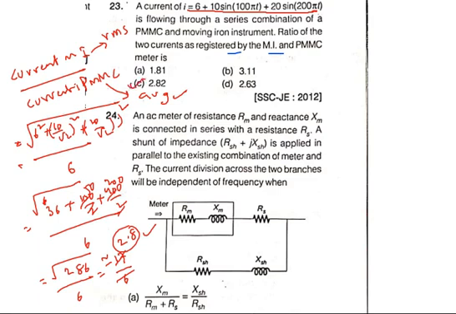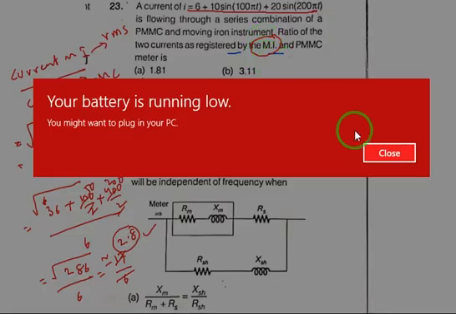Hope you understood. Again I am repeating. The ratio of current in moving iron to current in PMMC is asked. Current in moving iron, how do you calculate? It is the RMS value. Okay.